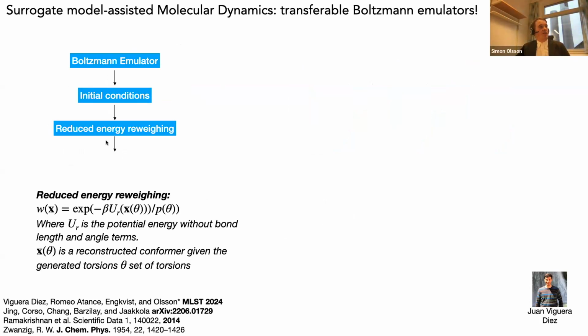We sample initial conditions. We do reduced energy reweighting, where we basically define a reduced potential energy that is only spanning the space of our Boltzmann emulator. So for instance, the torsional terms and non-bonded terms for the potential energy. And then we do reweighting based on this. And then we run short parallel MD simulations to recover unbiased equilibrium statistics.